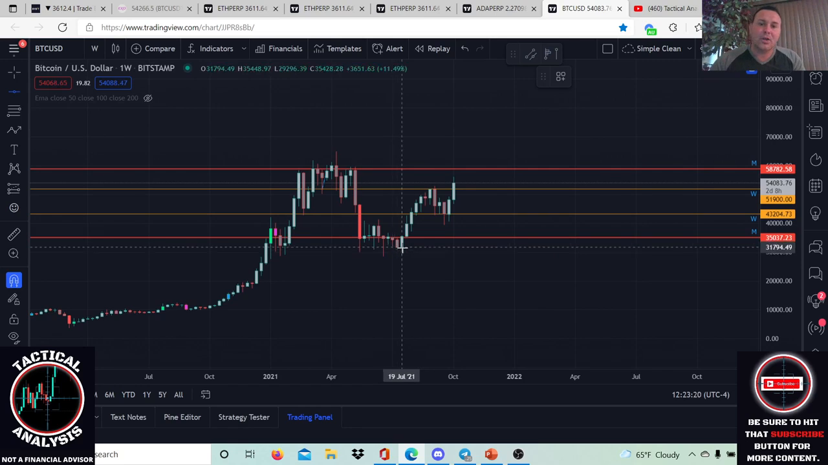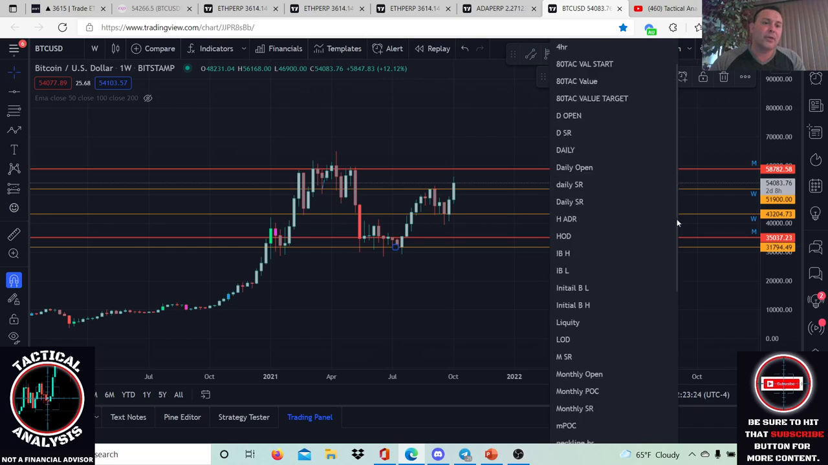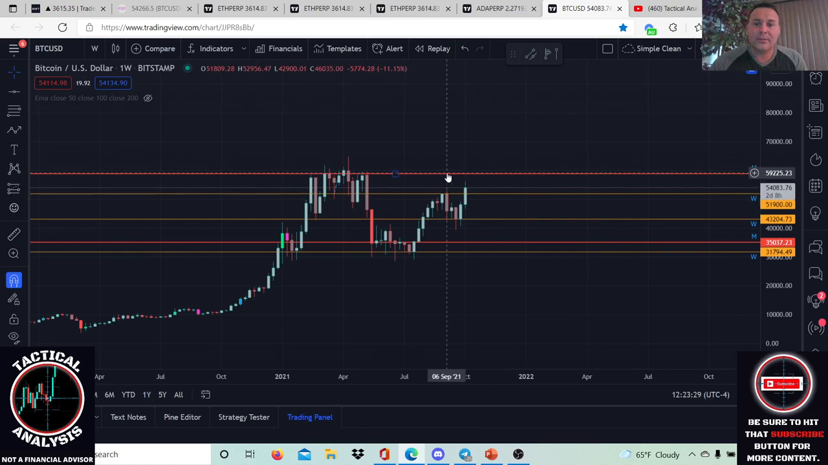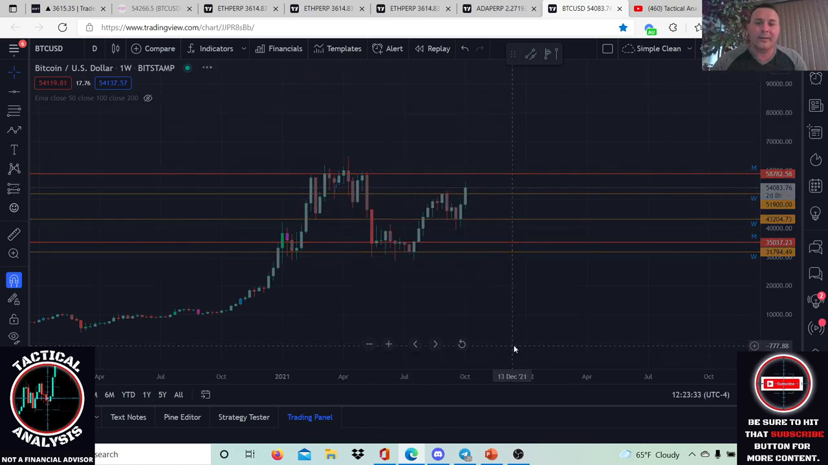Now the lines look close together because we're on a high time frame chart, right? When we drop down to the lower time frames that we use, they are not that close together. Okay, so you got your pivots there. All right, then you go down to the daily, 1D.